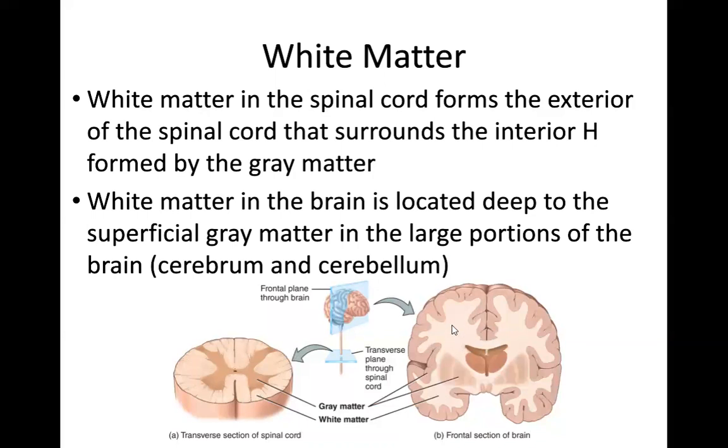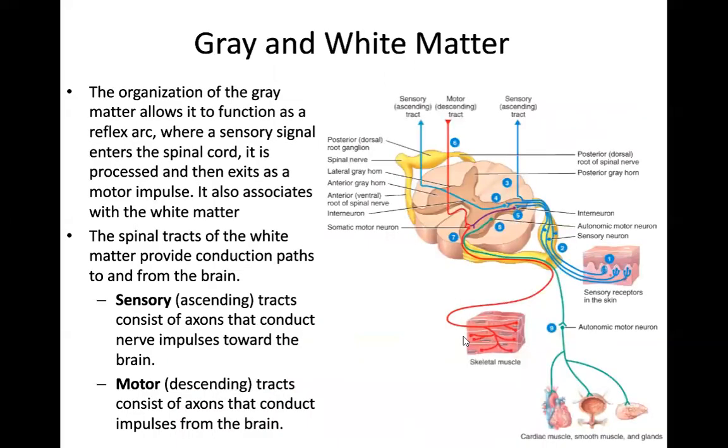Whereas in our brain, the white matter is located deep to the gray matter, both in the cerebrum and the cerebellum. This is the cerebrum, which is the largest part of our brain. We also have a cerebellum, the second largest, and its interior is also made up of white matter. We'll talk more about the brain later on in this lecture.